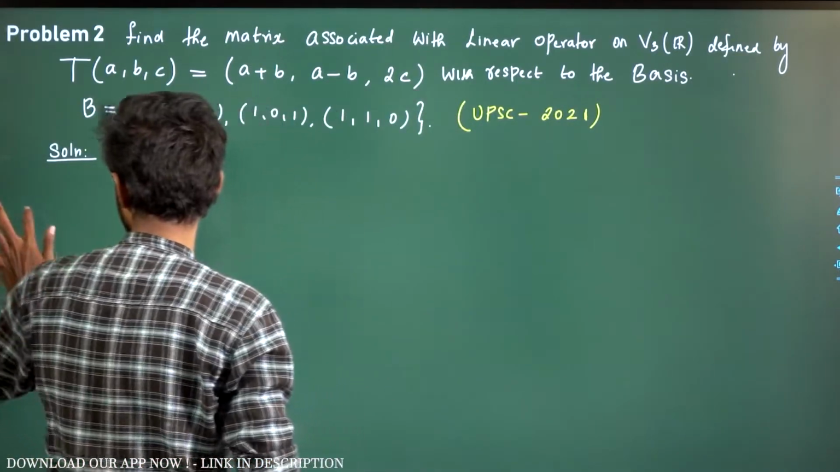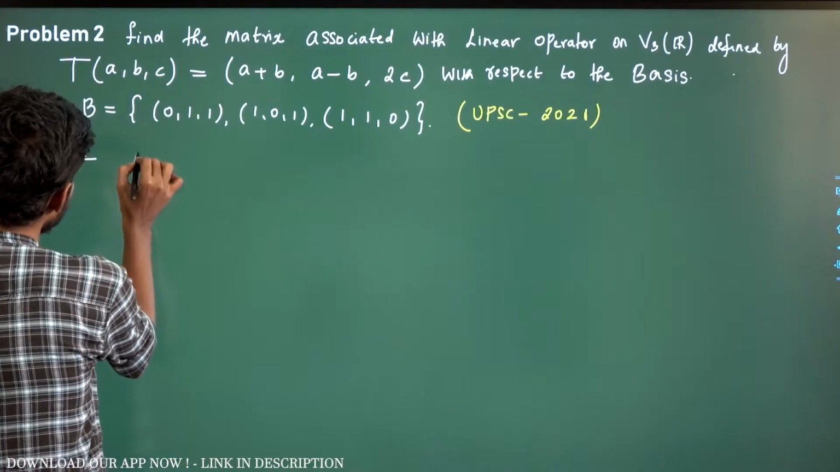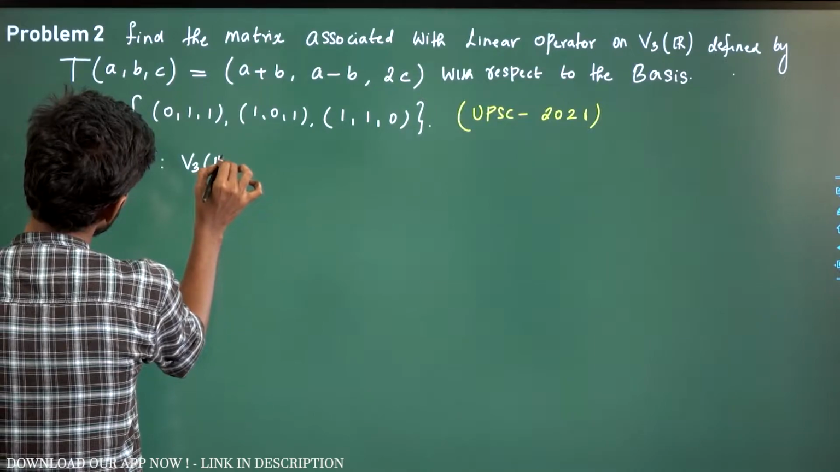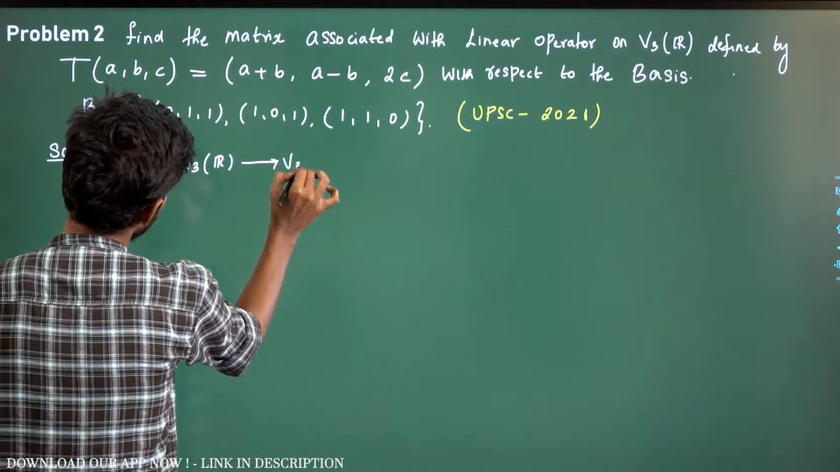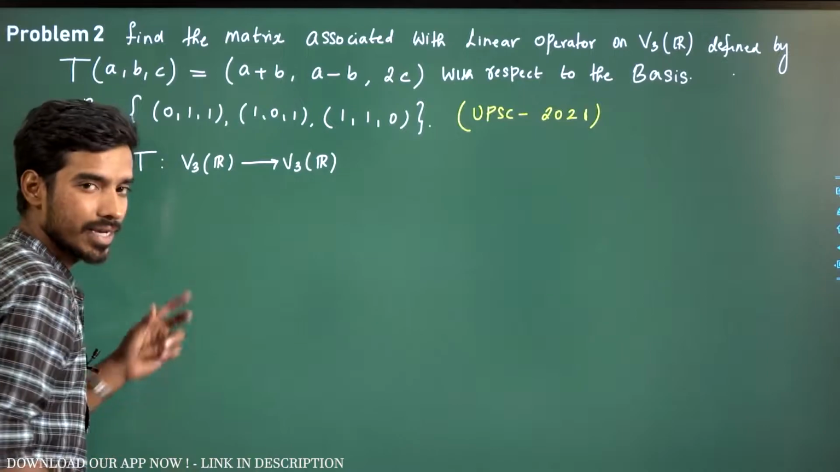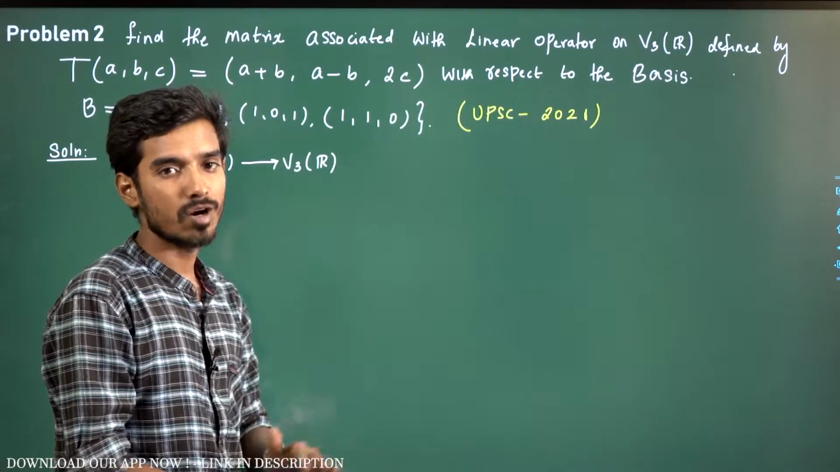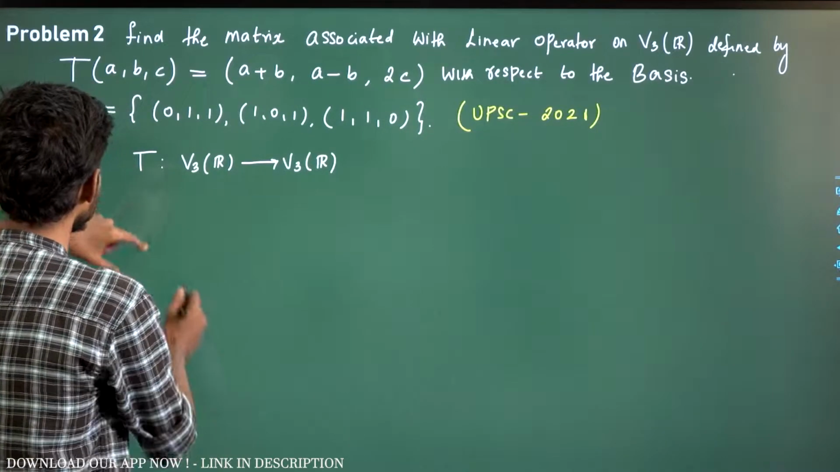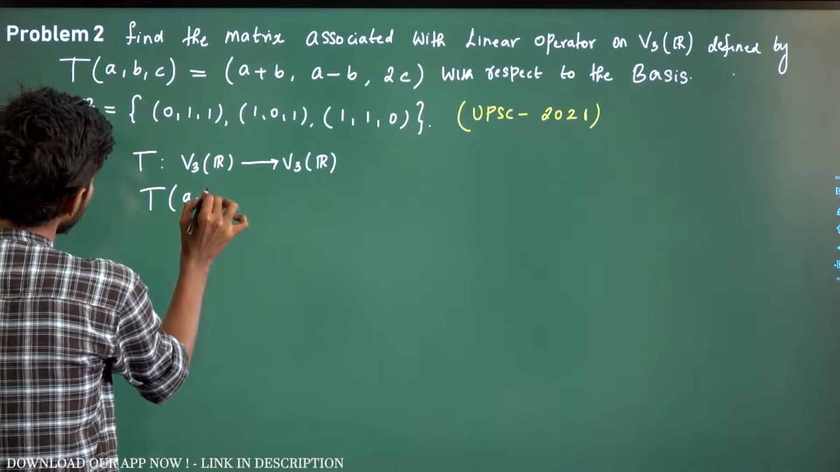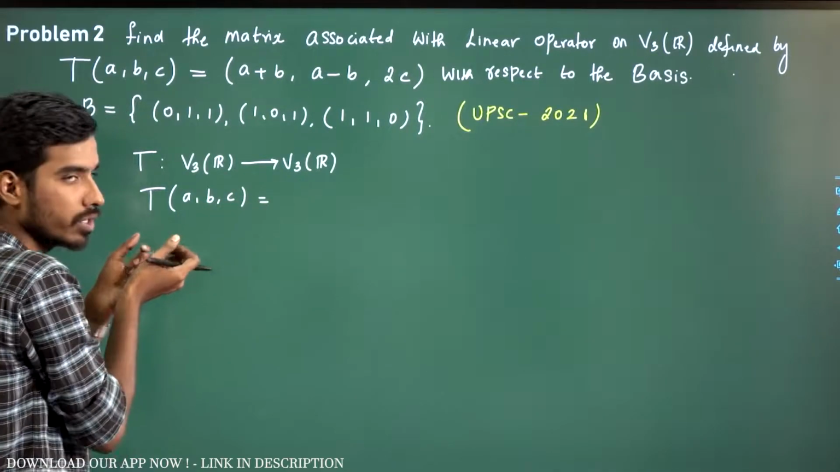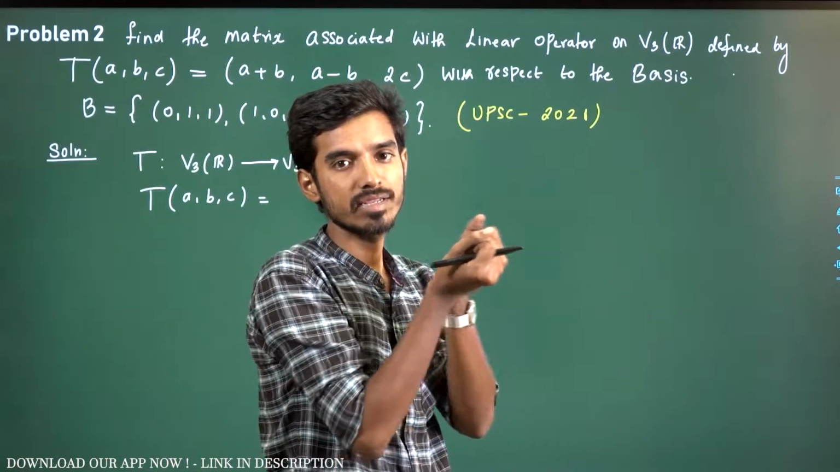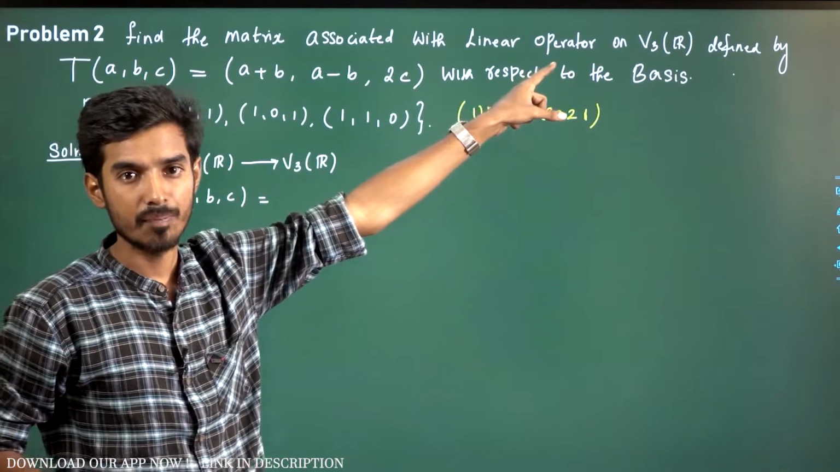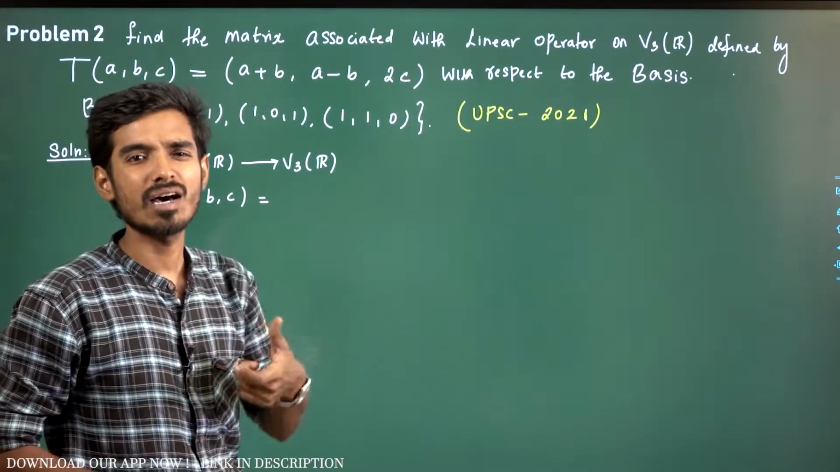Okay. So first, what is the map they have given? They have given a map T from V3 of R to V3 of R, right? Since it's a linear operator, it maps to itself. So I'm taking T to be V3 of R to V3 of R, right? This map is defined by T of A, B, C, right? If you give an input vector, the input vector is an element in R3, because our V is R3. V3 of R is the same as R3 of R, right?